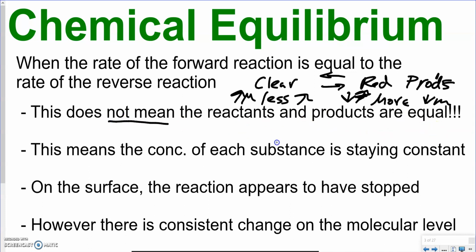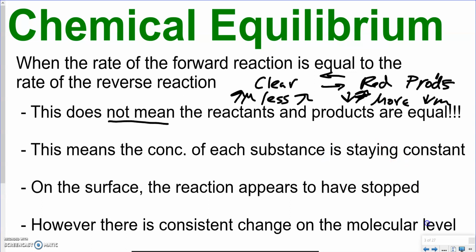Equilibrium does not mean the amount of reactants and products are equal, but it means the amount of reactants turning into products is equal to the amount of products turning into reactants. So on a surface level, it appears that the reaction has actually stopped. We don't see a change anymore. There's no net change that's visible. But if we were able to get on a molecular level, we would see consistent change occurring.